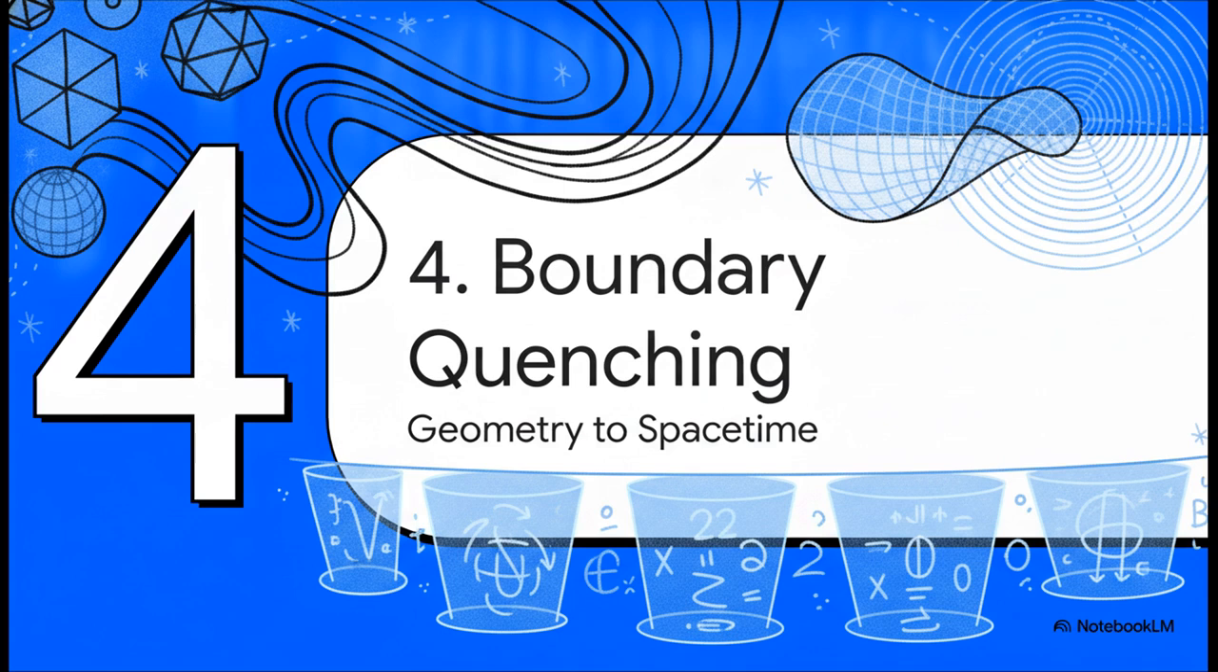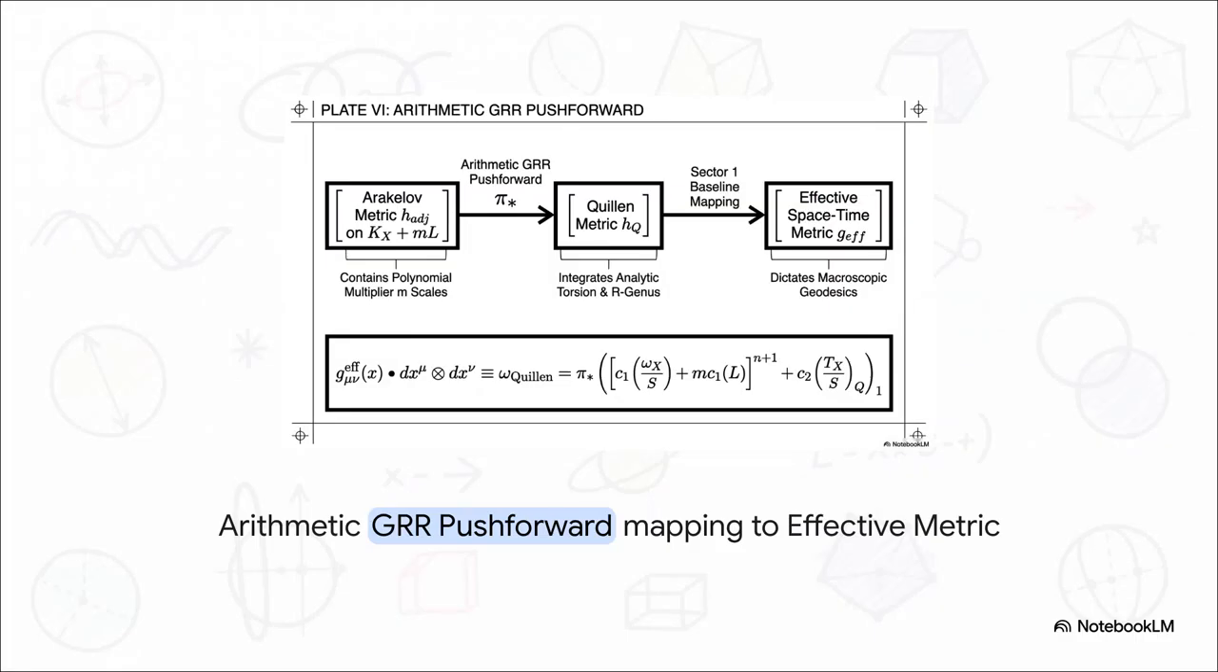Let's dive into Section 4, holographic boundary quenching, and see exactly how geometry connects to macroscopic spacetime to resolve this issue. Since the global equation simply cannot tolerate this supercritical anomaly, we need to look at the exact mechanisms that force it to collapse. The Arithmetic Grothendieck-Riemann-Roch, or GRR, push-forward maps the Arakelov geometry of the adjoint linear system directly onto the effective metric baseline, the Quillen metric, which dictates macroscopic geodesics. The tensor equation is absolutely crucial here.